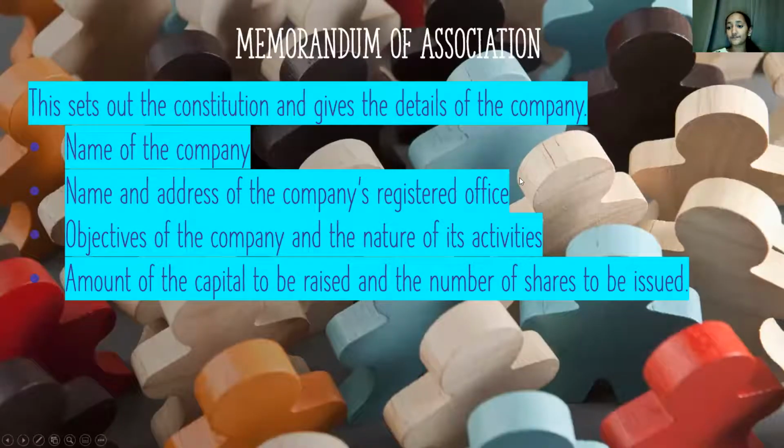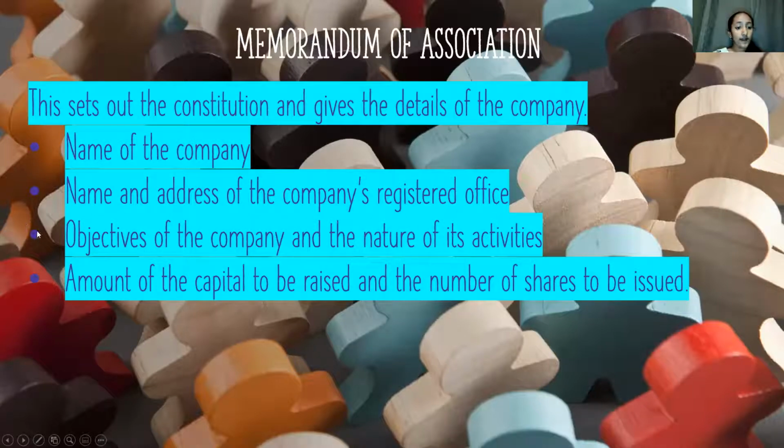Now let's discuss further about what are MOA and AOA. To start off, what is an MOA? Memorandum of Association. This sets out the constitution and gives the details of the company. It has the name of the company, name and address of the company's registered office, objectives of the company and nature of its activities, amount of capital to be raised and number of shares to be issued.